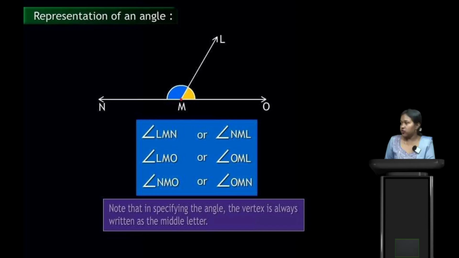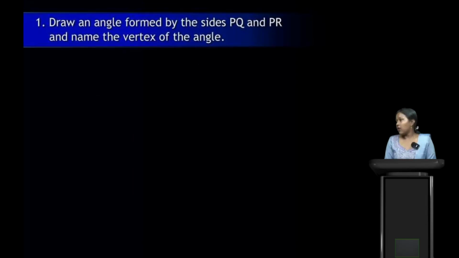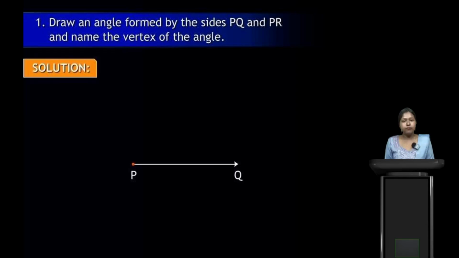Now they are asking you to draw an angle formed by the sides PQ and PR and name the vertex of the angle. So carefully notice here the sides are PQ and PR. Now they are telling you to form one angle with these two sides and also give the vertex name. So let's see the solution, my dear students. Here is one ray called PQ. Now check the next one. What is given? It is PR. So can you tell me the vertex from here?